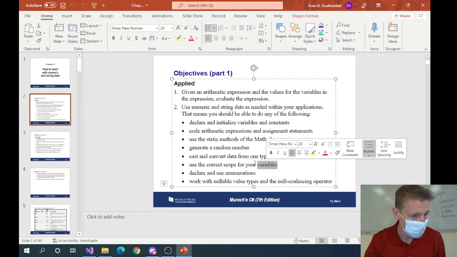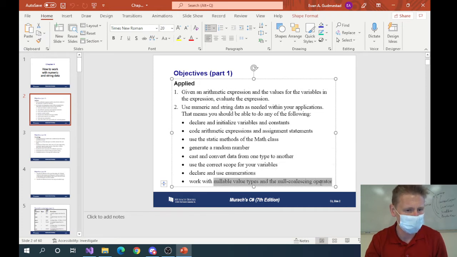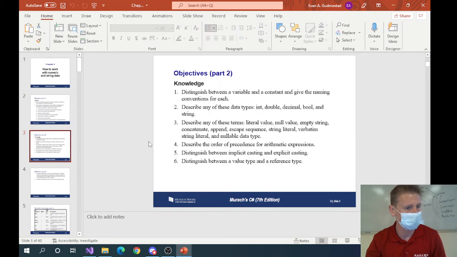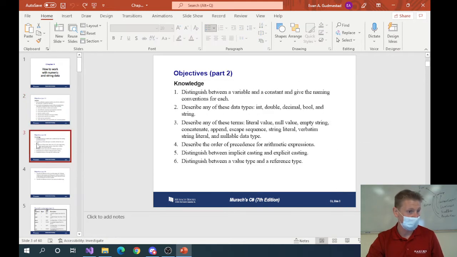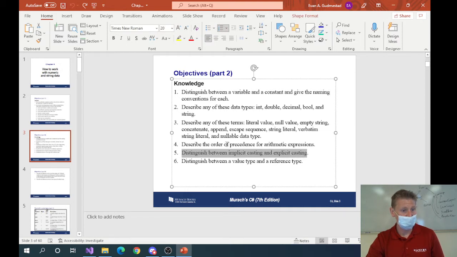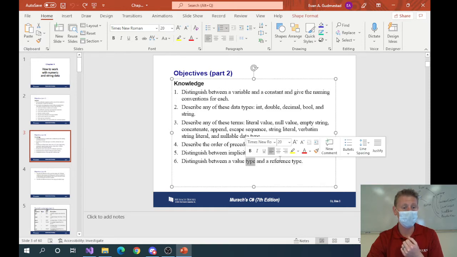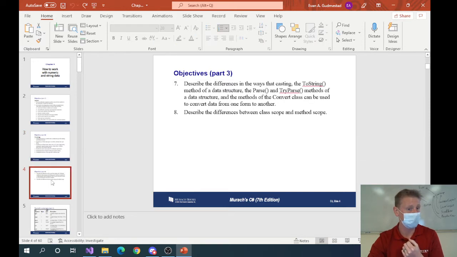So we'll get into this concept of enumeration. Some of this stuff, again, we're going to break this into multiple parts. And so we're not going to probably get to these later objectives today. Again, talking about casting, operator order of precedence, different types of variables, value versus reference types. Okay.